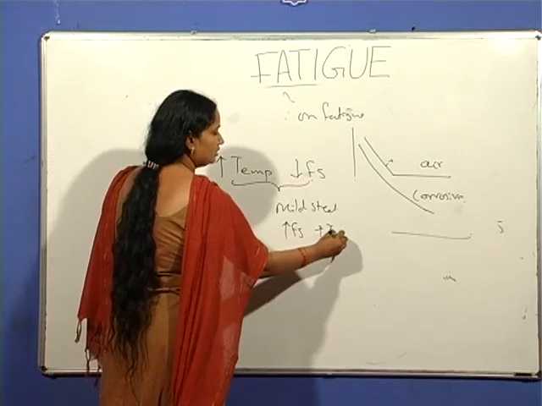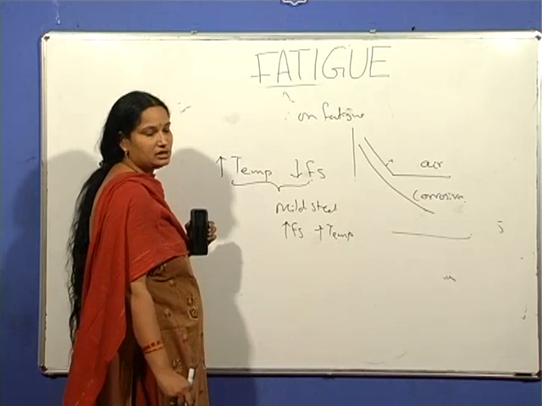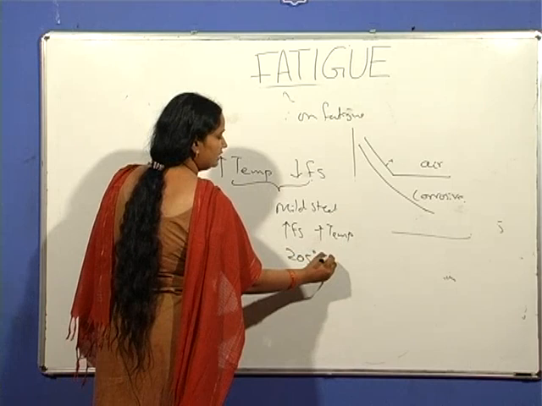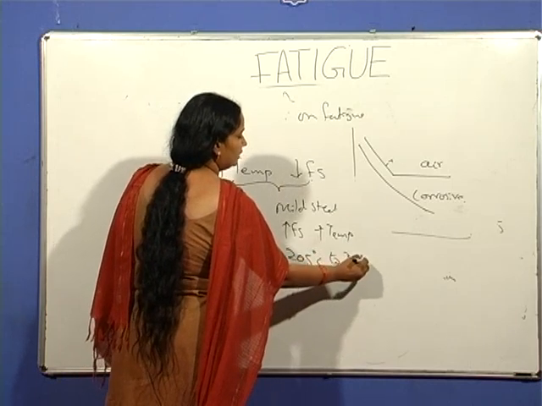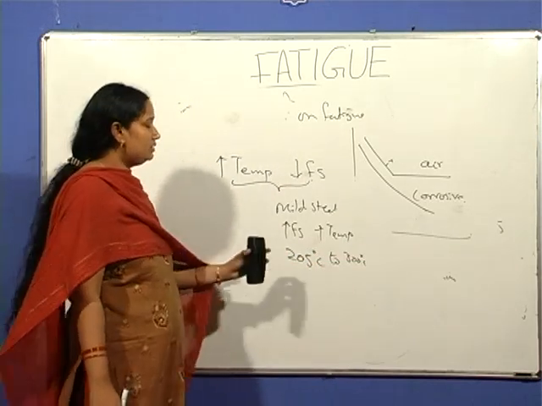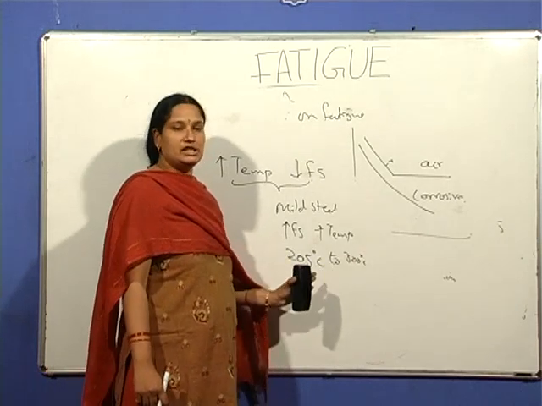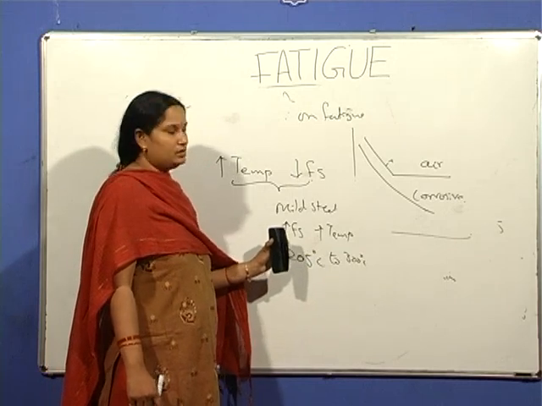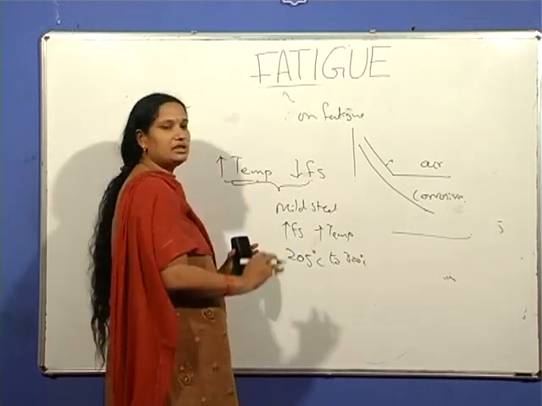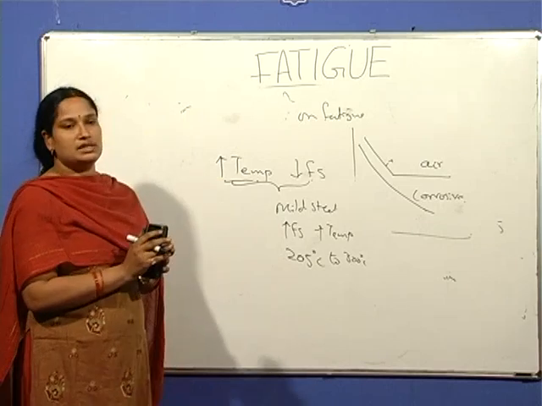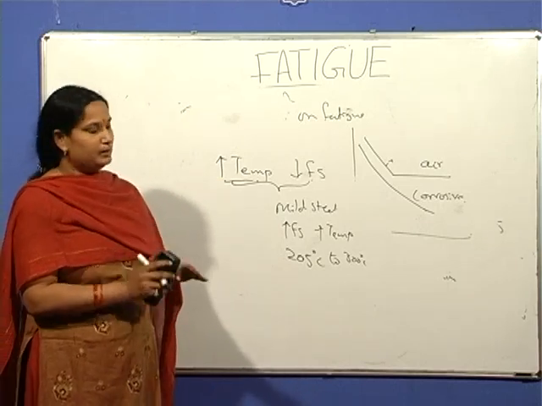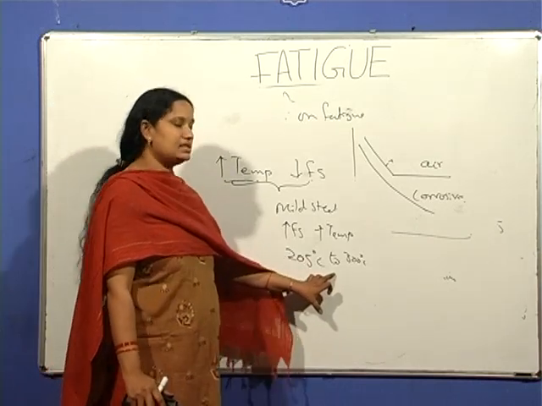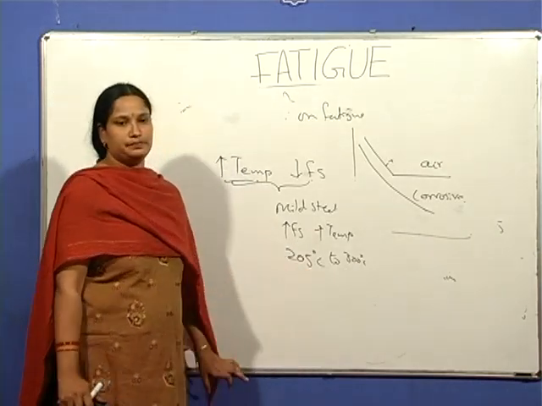in temperature, that is due to strain aging, which takes place in the temperature range of about 205 degrees centigrade to about 300 degrees centigrade. So, within this temperature region, strain aging takes place, which increases the fatigue strength. So, generally we said that increase in temperature lowers the fatigue strength of the material, but the exception to this is mild steel, which shows an increase in fatigue strength in this temperature range.